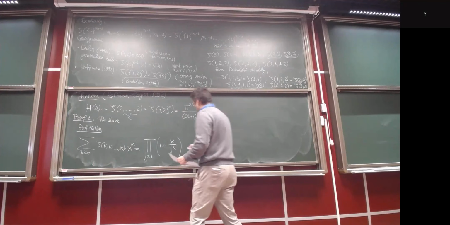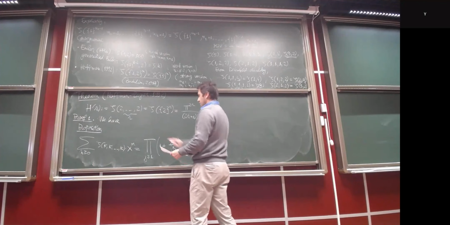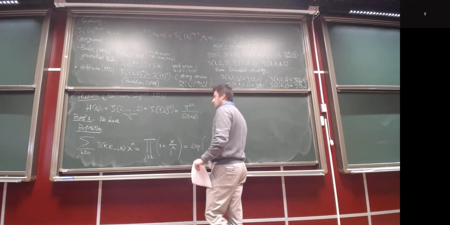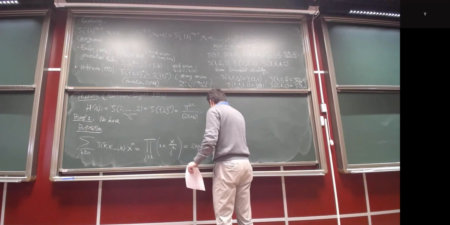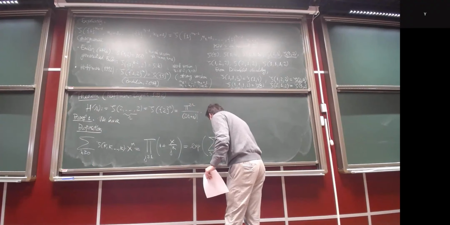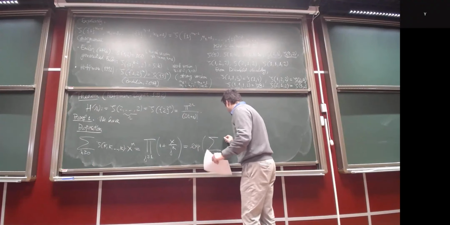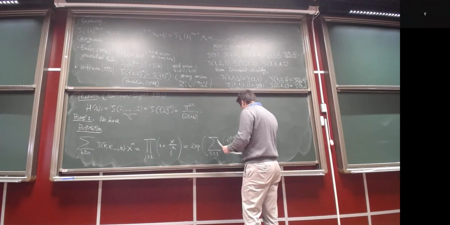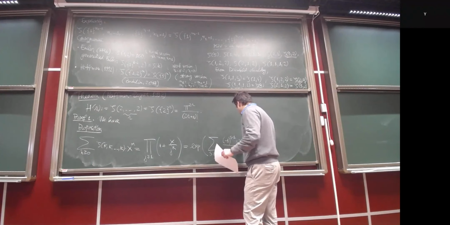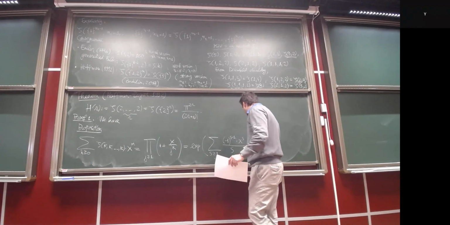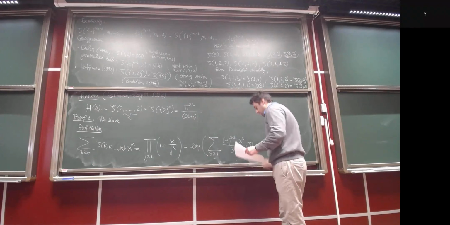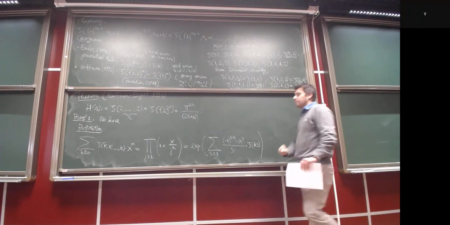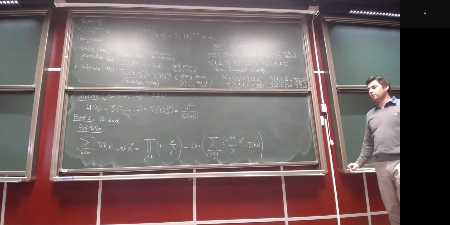Actually, this is trivial to see, but this furthermore can be expressed as the exponential. So this is e to the power of this infinite series, the sum of x to the s over s, and here I have zeta of ks. So this is the identity.